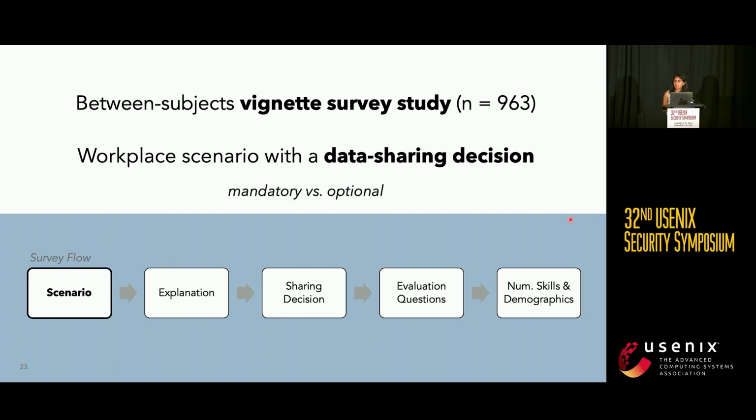One where data sharing was mandatory, but participants had the option of responding truthfully or providing false data. And one where data sharing was optional, so participants could choose between responding truthfully or not responding at all. At a high level, participants first read the scenario, then they saw an explanation of privacy protections, then they made their data sharing decision, and then finally we asked them to answer some follow-up questions. So I'm going to focus on these 3 middle steps in a little bit more detail now.